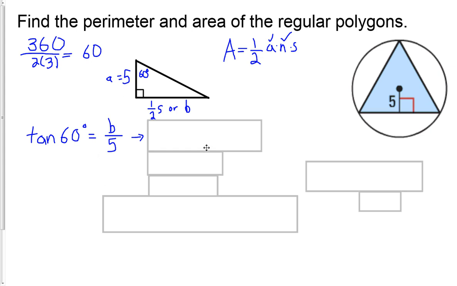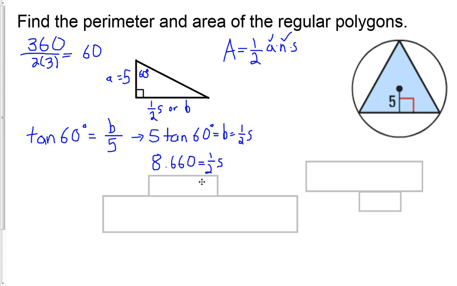Cross multiply to get 5 tangent of 60 equals b, and again, reminder, this is half s. So times by 2, we'll get 10 tangent of 60. But 5 tangent of 60 is about 8.660. Multiply it by 2, and I get my side length is 17.32.